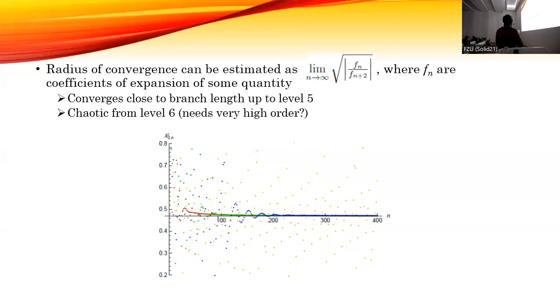And at level 6, up to order 400, we can see just some random oscillations around the expected radius of convergence. So we see that at low levels it converges to the right number, but it's not likely at higher levels. Considering that the point when it starts to behave nicely moves up in the order, it suggests that maybe we need really high order to see the radius of convergence at higher levels.